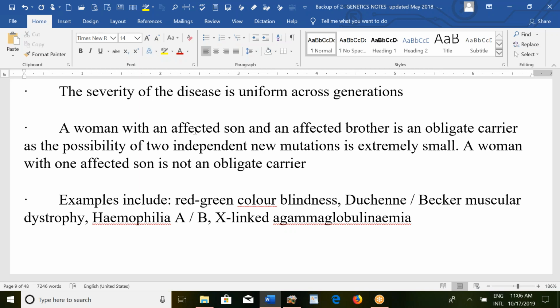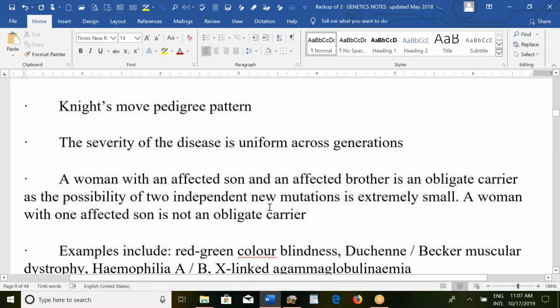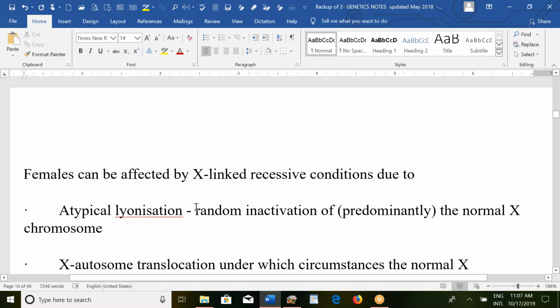Examples include red-green color blindness, Duchenne or Becker muscular dystrophy, hemophilia A and B, and X-linked agammaglobulinemia. Remember, B and D, these are X-linked recessive. Due to stress of the exam, many students forget the mode of inheritance. They will remember that there is muscular dystrophy, so they think this is autosomal dominant. You should remember only myotonic dystrophy is autosomal dominant. Duchenne and Becker are X-linked recessive. Okay, and Fragile X syndrome is X-linked dominant.